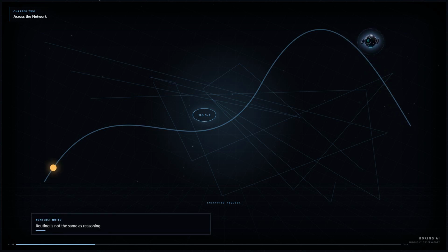Imagine a great observatory with many telescopes and only a limited number of operators. Questions arrive like observation requests. A coordinator does not solve the scientific problem. It decides which instrument is appropriate when it is available and how the result will return to the correct observer.